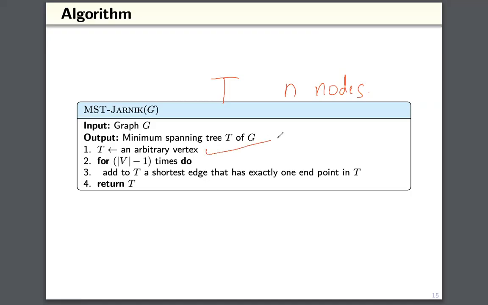Let's start with any node. You can start with any node. An arbitrary vertex or node can be inside this tree. And then we will have a loop, n minus 1 times. So this V means the number of nodes. For n minus 1 times, what you do is you add the shortest edge, right, between the tree and the rest of the tree. So the idea is this. It's a very simple idea.